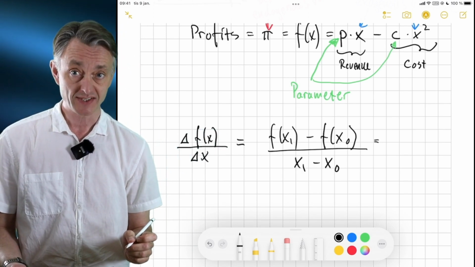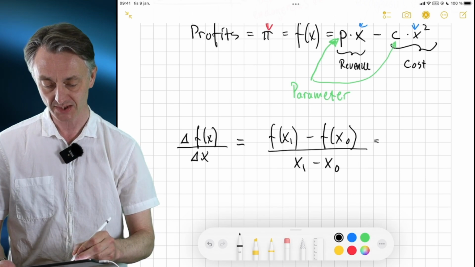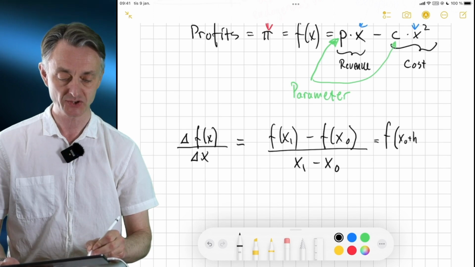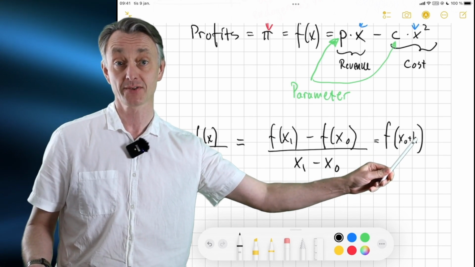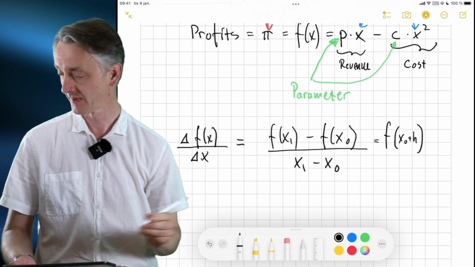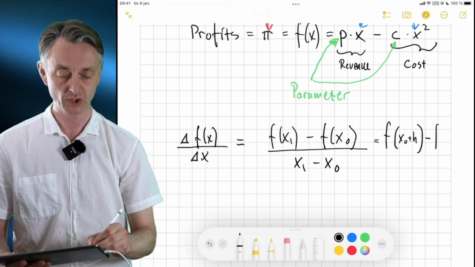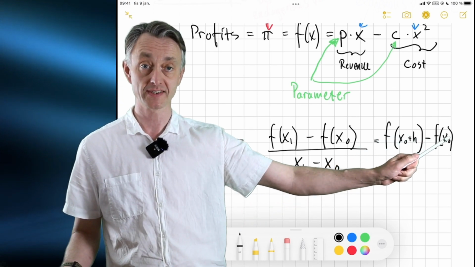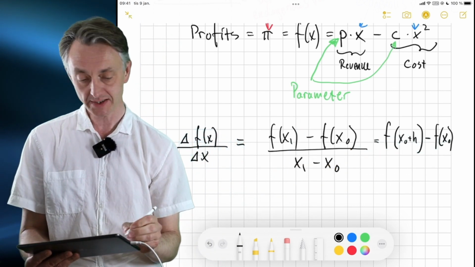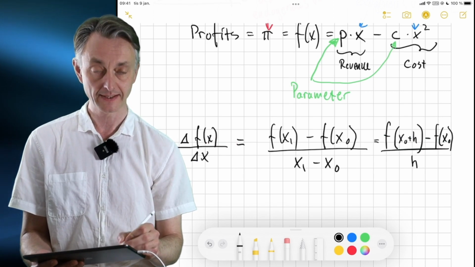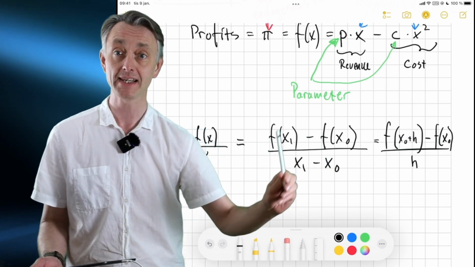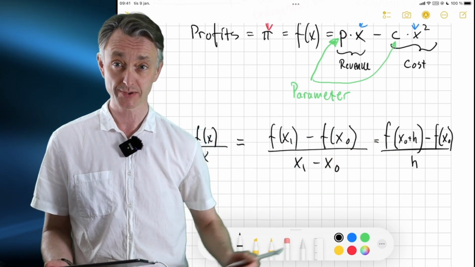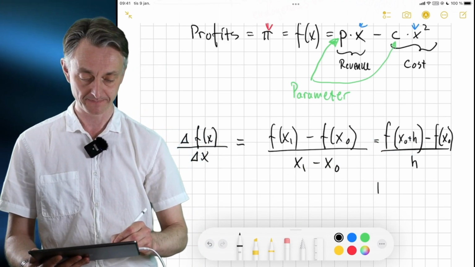And this can be expressed in the following way. So f of x0 plus h, so this is the increase in x, minus where we started, f of x0, that is the value of the function at x0, divided by h, which is the increase in x. And this ratio here is called the Newton quotient.